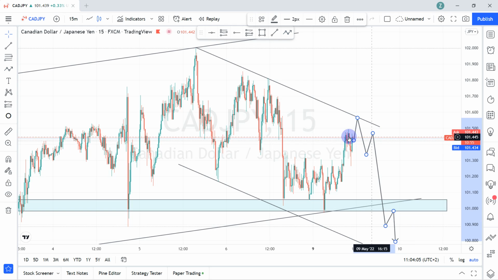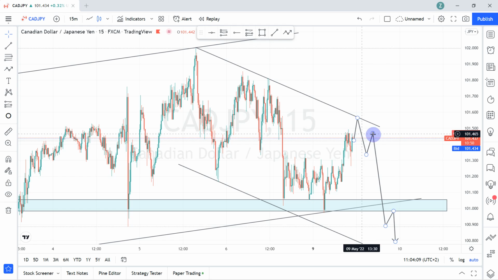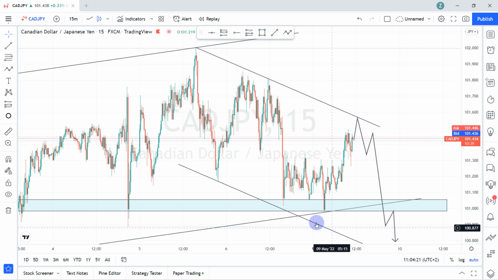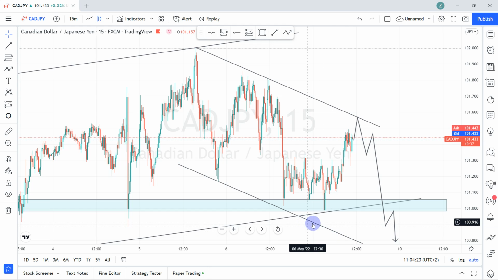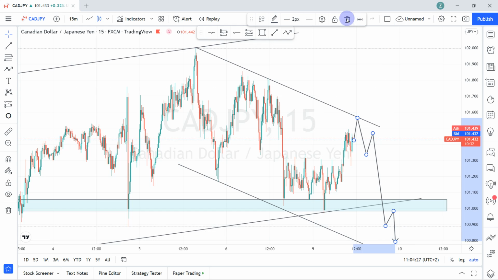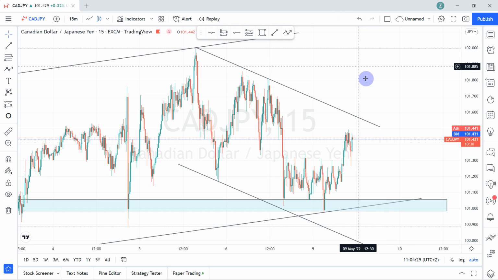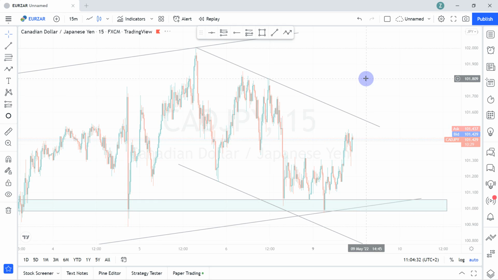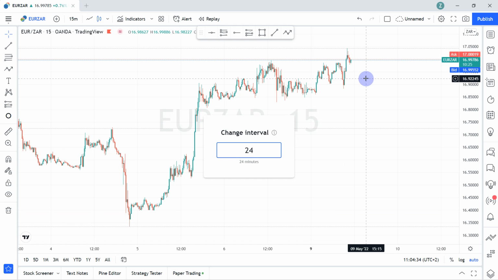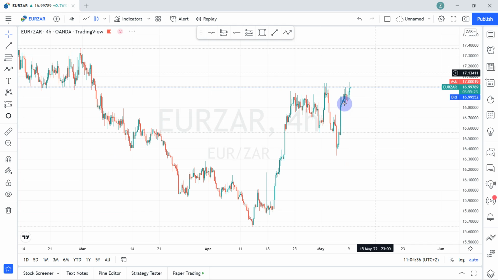And also here, if the market does this, give us this head and shoulder, we enter a sell and probably close at our zone. And should the market break out, retest, we would scale in and probably close when the market touches our counter support trend line. So that's basically the setup for CADJPY. And let's go to our last pair, which is the EURZAR pair.